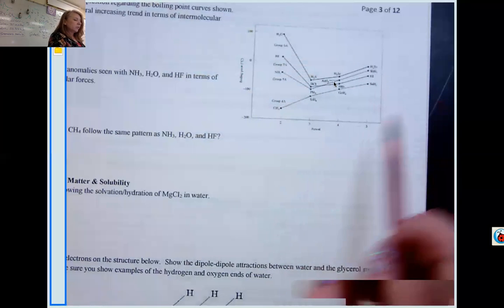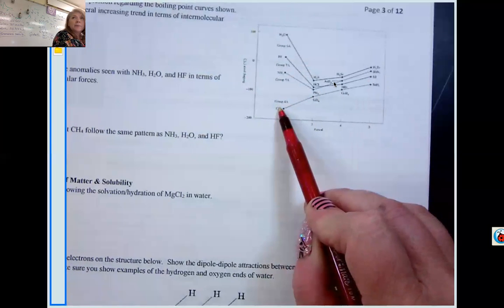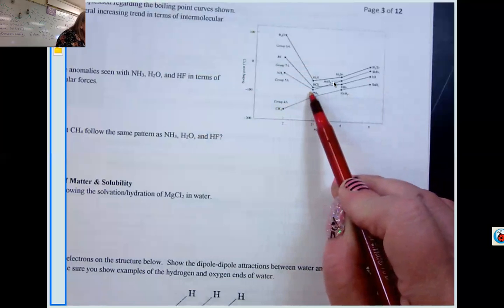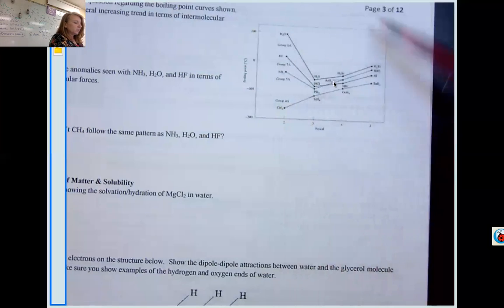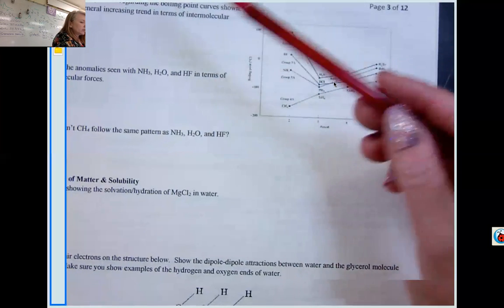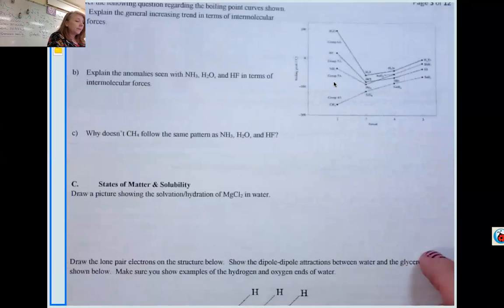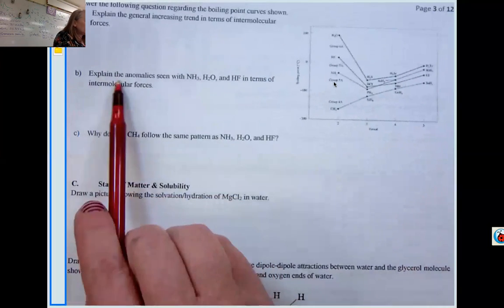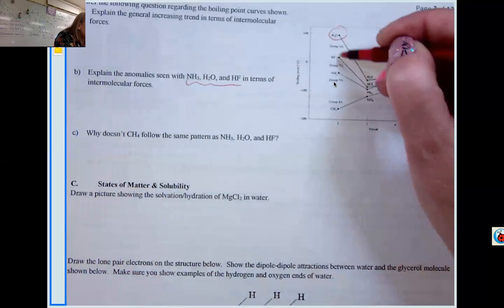That's just plotted. So as we move across the period on a periodic table, this first one would be representing period 2. This next one would be period 3, period 4, period 5, and then they have the different groups going this way. So it says explain the general increase in trends in terms of intermolecular forces. We notice that as we go across, the boiling point actually gets higher, therefore the intermolecular forces would have to get stronger.